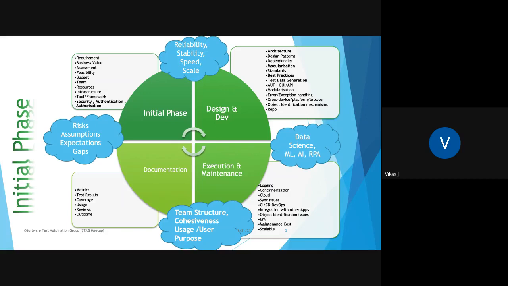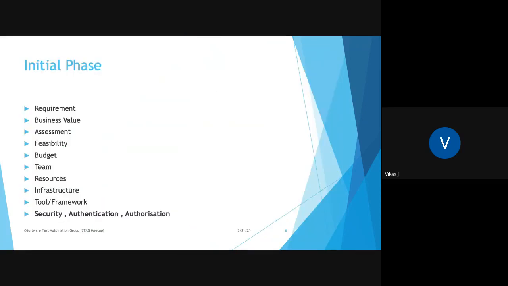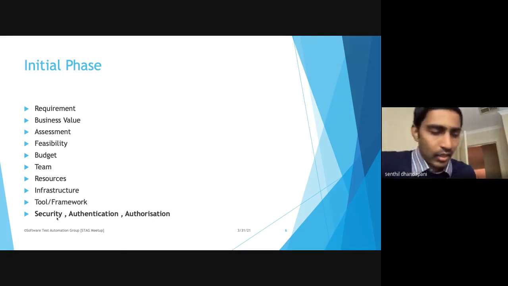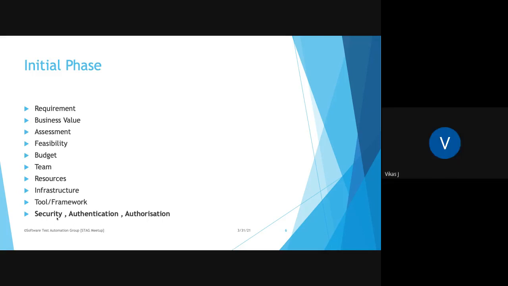So would anybody like to talk about how they are handling the requirement, the business value, the assessment, the feasibility of automation, the budget, team, resources, infrastructure, what tool or framework you are going to use, how you're handling security, authentication, and authorization, and other related stuff. This is an open question to everyone. Feel free, this is an open discussion. It is not that I or one person is going to talk. Can we treat it like we are sharing our experience? Yeah. It could be earlier in our automation career or even now. Yeah, definitely.